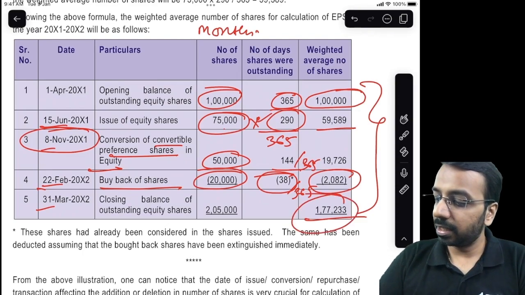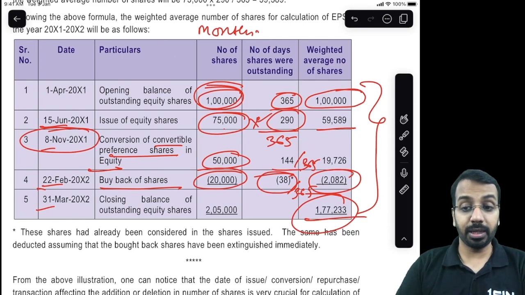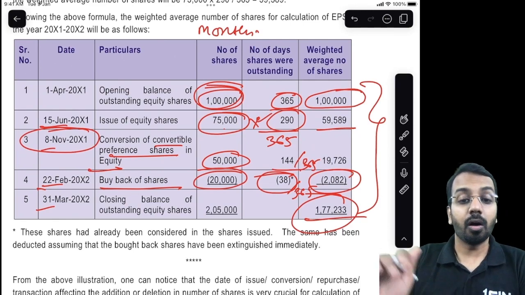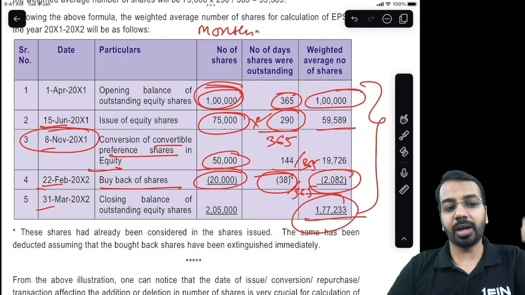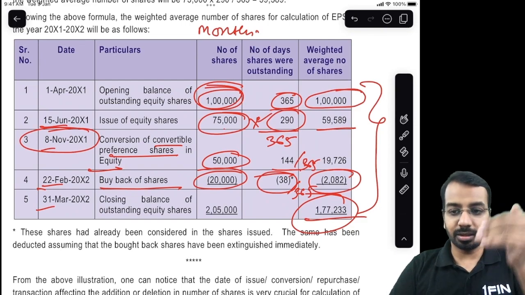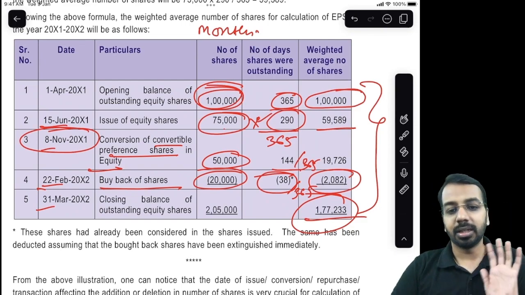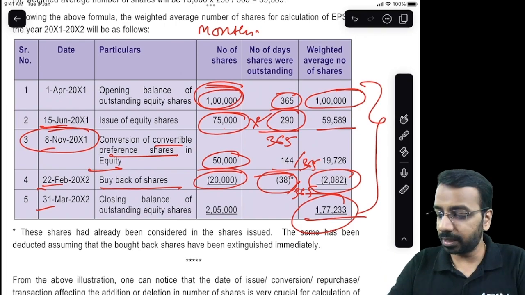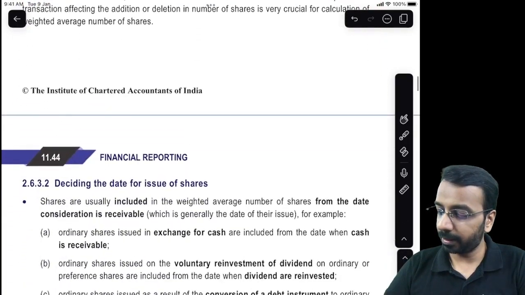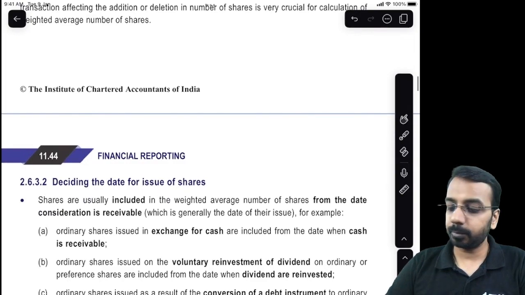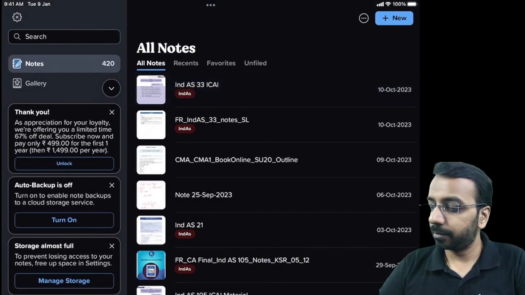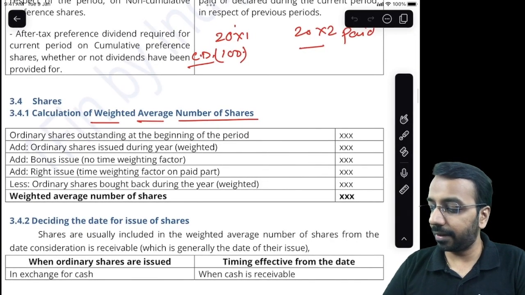So either way you can do. Either you can see these number of shares are outstanding for how many days and accordingly do the calculation, or you can do this basis where you see, okay, this changed, then these shares changed, then these shares changed, and accordingly you can do the calculation. Either way is fine, both ways are acceptable, there is no problem. So that is how we calculate weighted average number of shares.